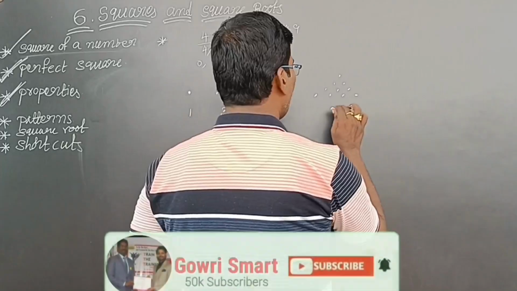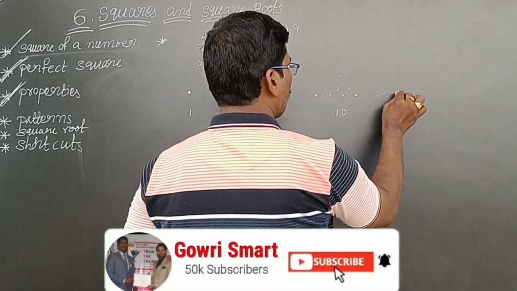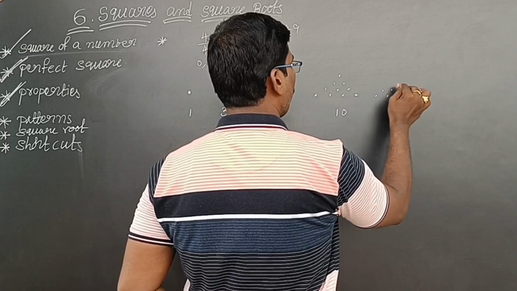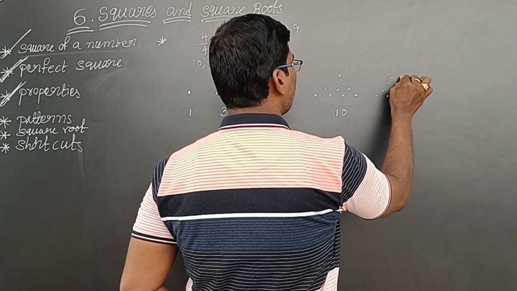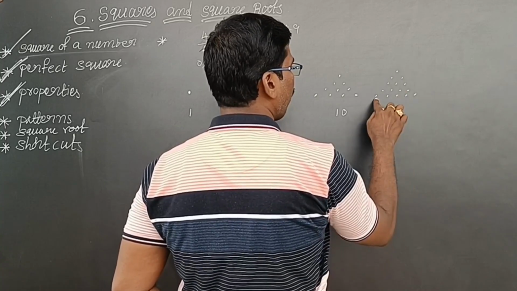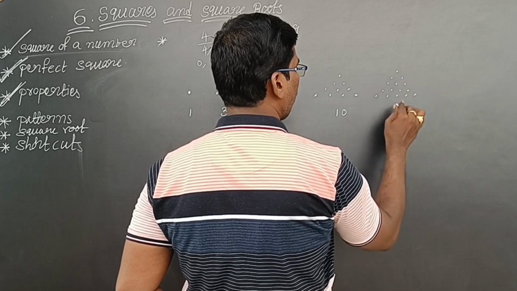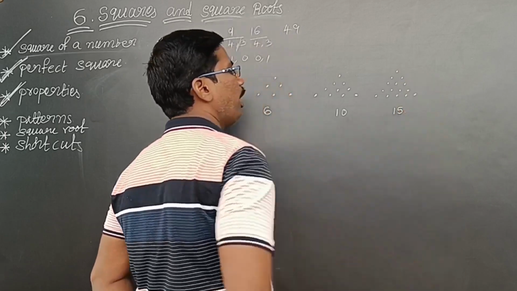Next, I will take 5. So 1, 2, 3, 4, 5, then 1, 2, 3, 4, then 1, 2, 3, then 1, 2, 1. Counting all of them, 1, 2, 3, 4, 5, 6, 7, 8, 9, 10, 11, 12, 13, 14, 15. So 15 is my triangular number.